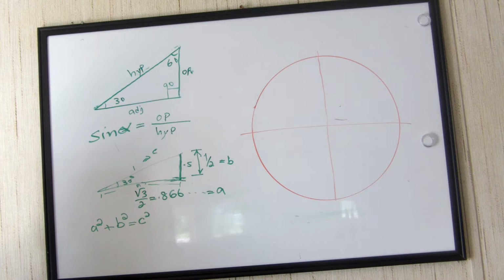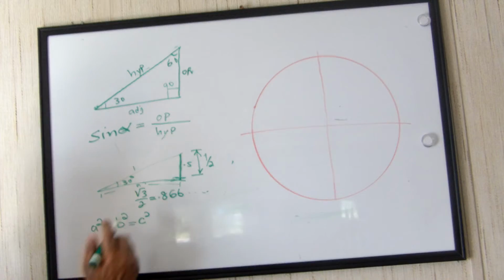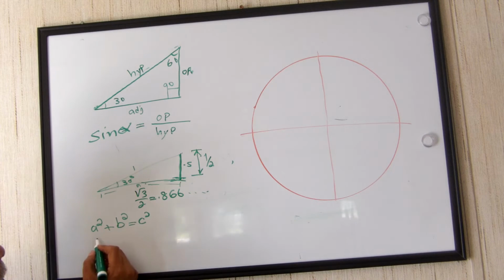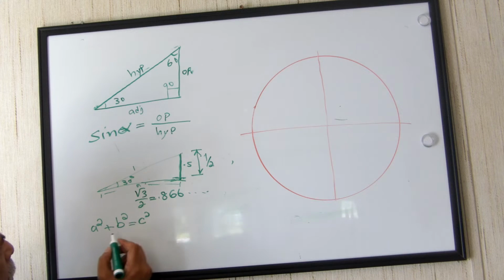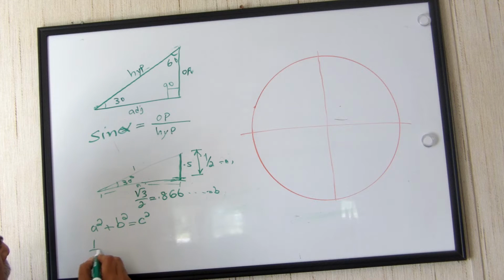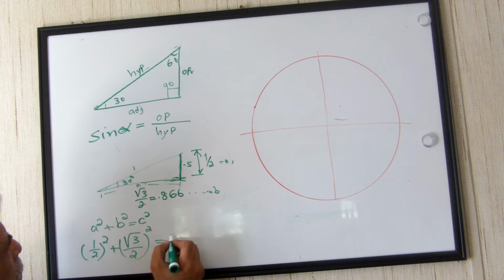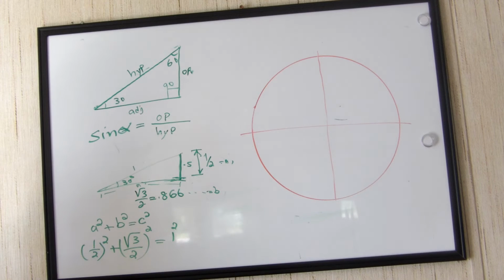Okay. Now, to verify it, what are we going to do? The theorem says if you square this one and add it together, it's going to be the square of the hypotenuse. So this is A, and this is B. A to the power of 2 plus square root of 3 divided by 2 to the power of 2 is going to be 1 to the power of 2. We are going to verify this one.